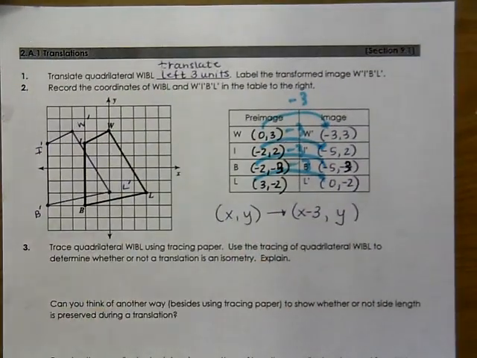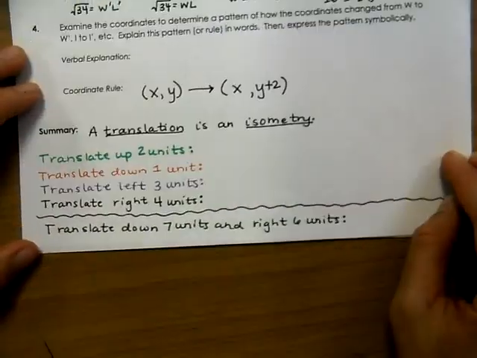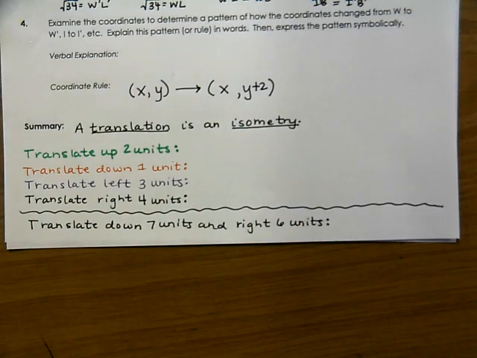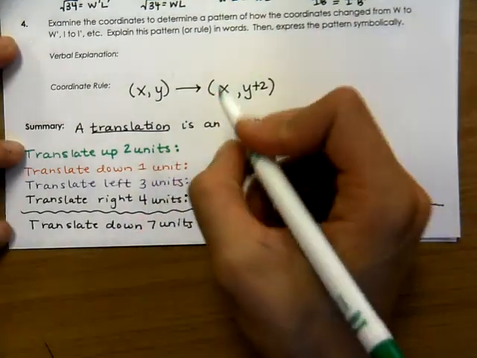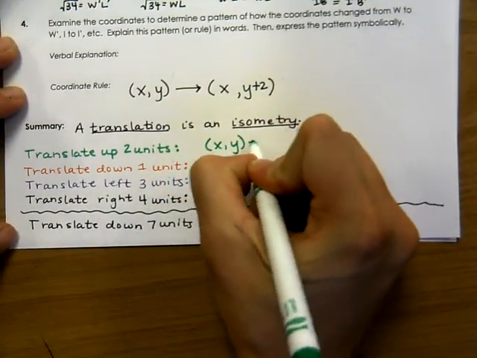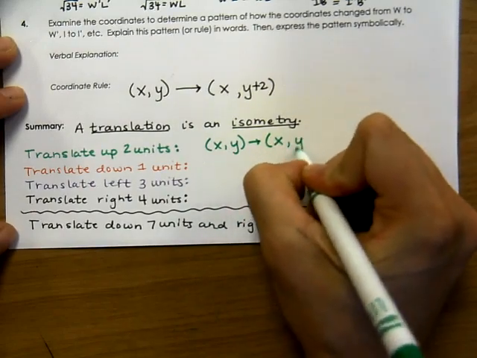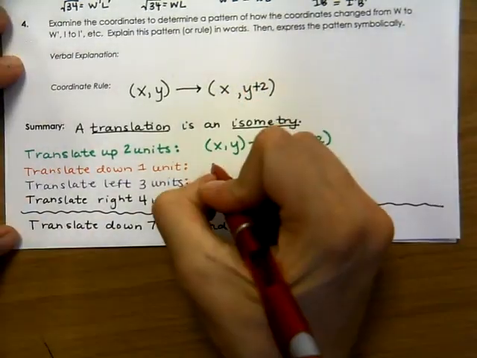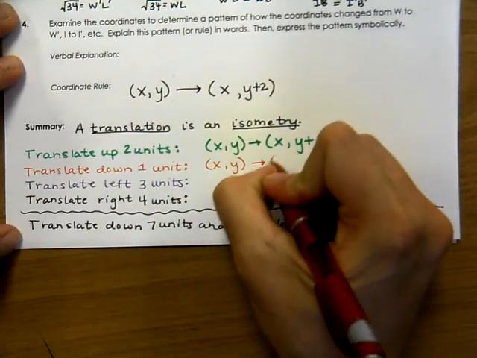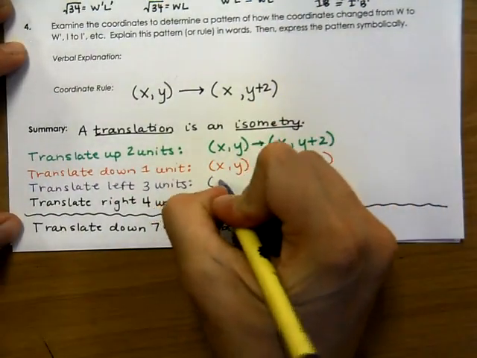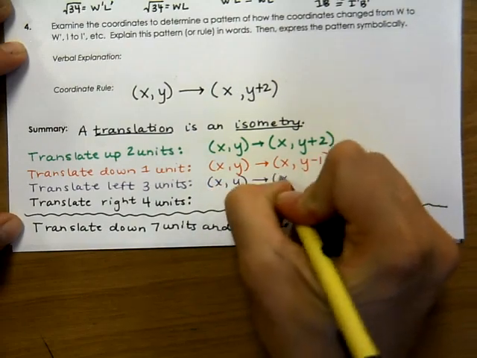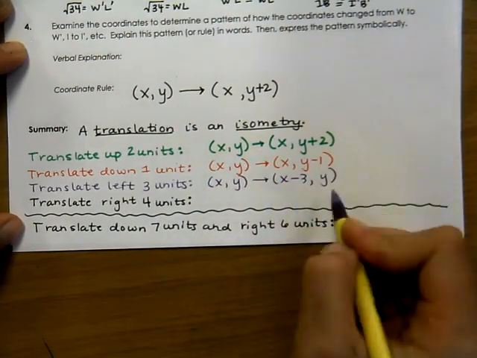So let's summarize this in our notes. Looking at this, first in the summary, I want to summarize that a translation is an isometry. That is an important part. Translation preserves side length and angle measure. To translate up 2 units, our coordinate rule was x, y transformed to x comma y plus 2. When we translated down, x, y was transformed to x comma y minus 1. To translate left 3, we said x, y was translated to x minus 3 comma y. The y remained the same.